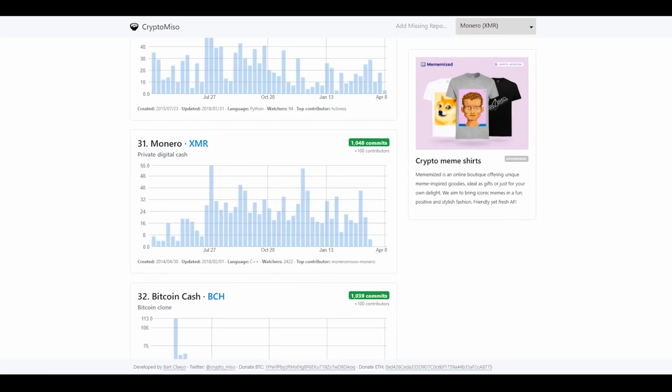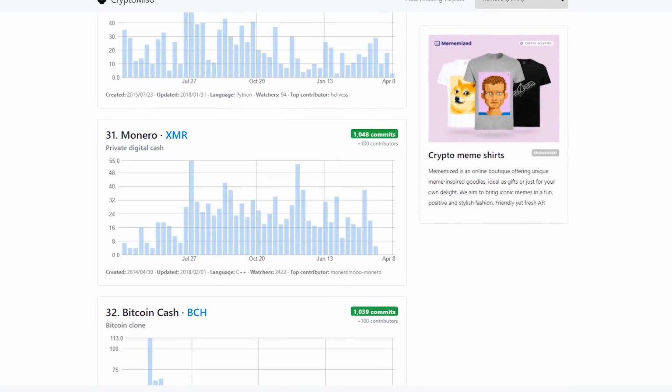The second strength is Monero is open source. The code is open source, and it's currently ranked number 32 on Crypto Miso in terms of active development contributors. There's been over 1,000 commits to the code with over 100 active contributors over the life of the source code. Monero uses the CryptoNote proof of work algorithm, which is based on sound academic research into cryptography.